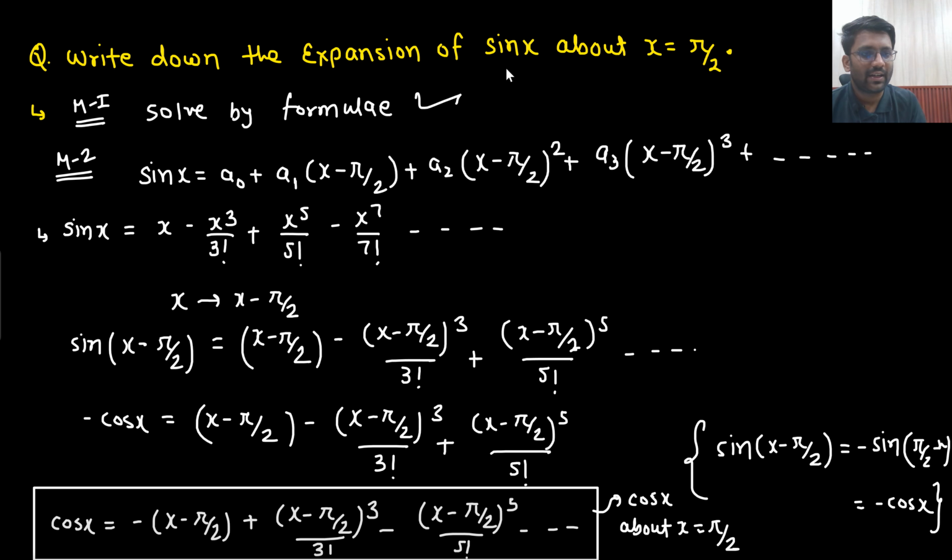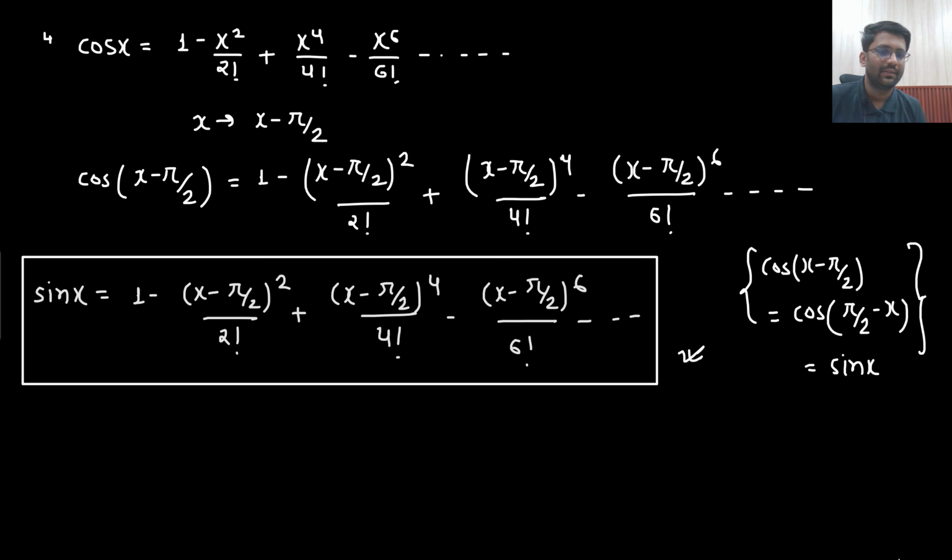So it is not that if you need to write down the expansion of sin x, then you will write down the expansion of sin x only. No, first I wrote down the expansion of cos x, because cos(x − π/2) will give me sin x. Understandable? Okay, so this is how sin x could be represented in this manner.